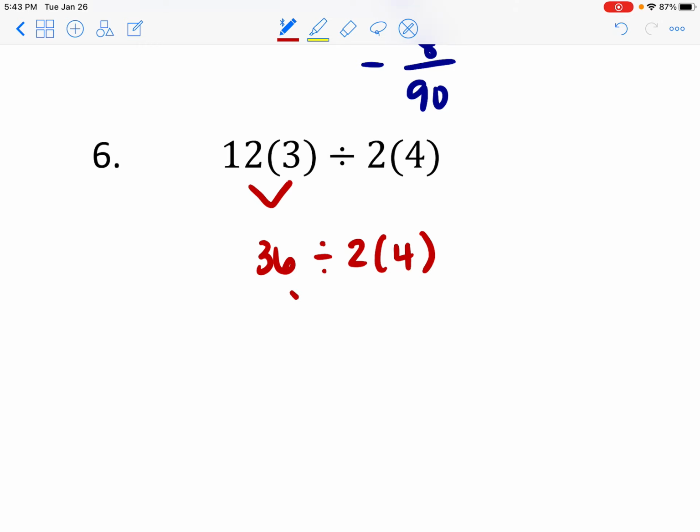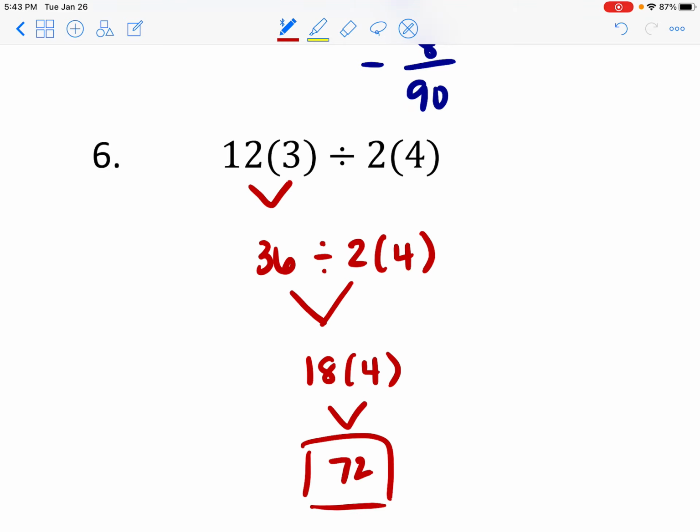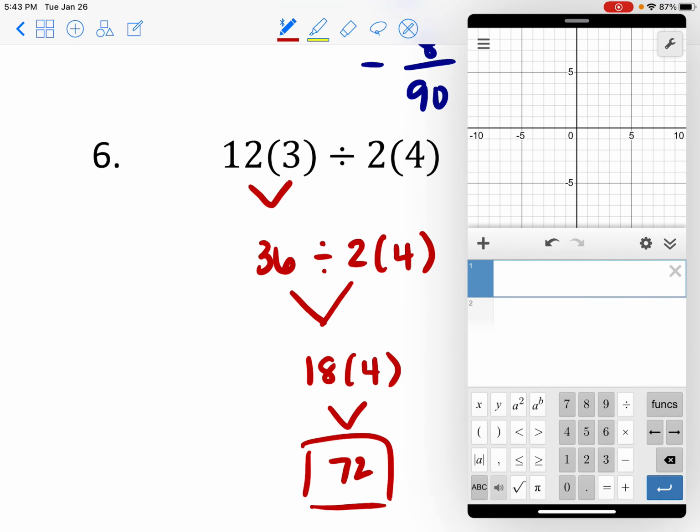So the next step here is to do the 36 divided by 2. That's going to give me 18, and I bring down the times 4. Now I can multiply, and 18 times 4 is going to make 72, our final answer. Okay, and again, if you weren't sure, just put it in the calculator. It's going to tell you.